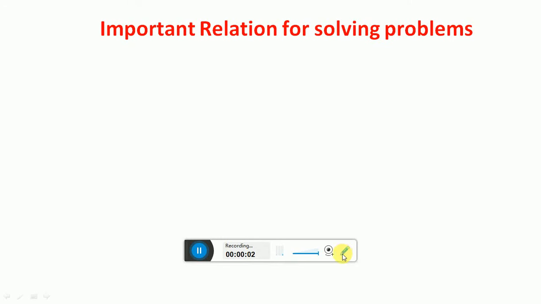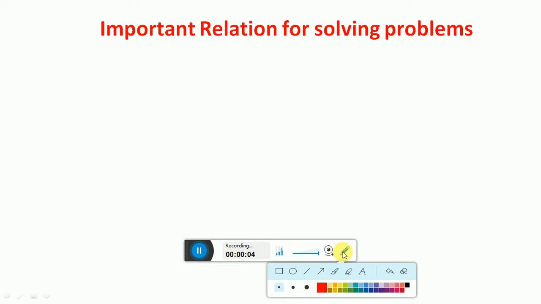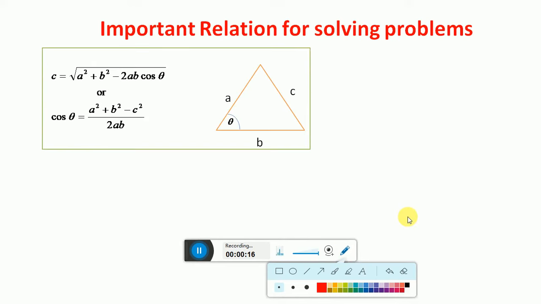Hello students, now let's start with solving some problems related to the instantaneous center method. Before starting this, let's study some important relations which will be used while solving problems on instantaneous center. So first is this relation.